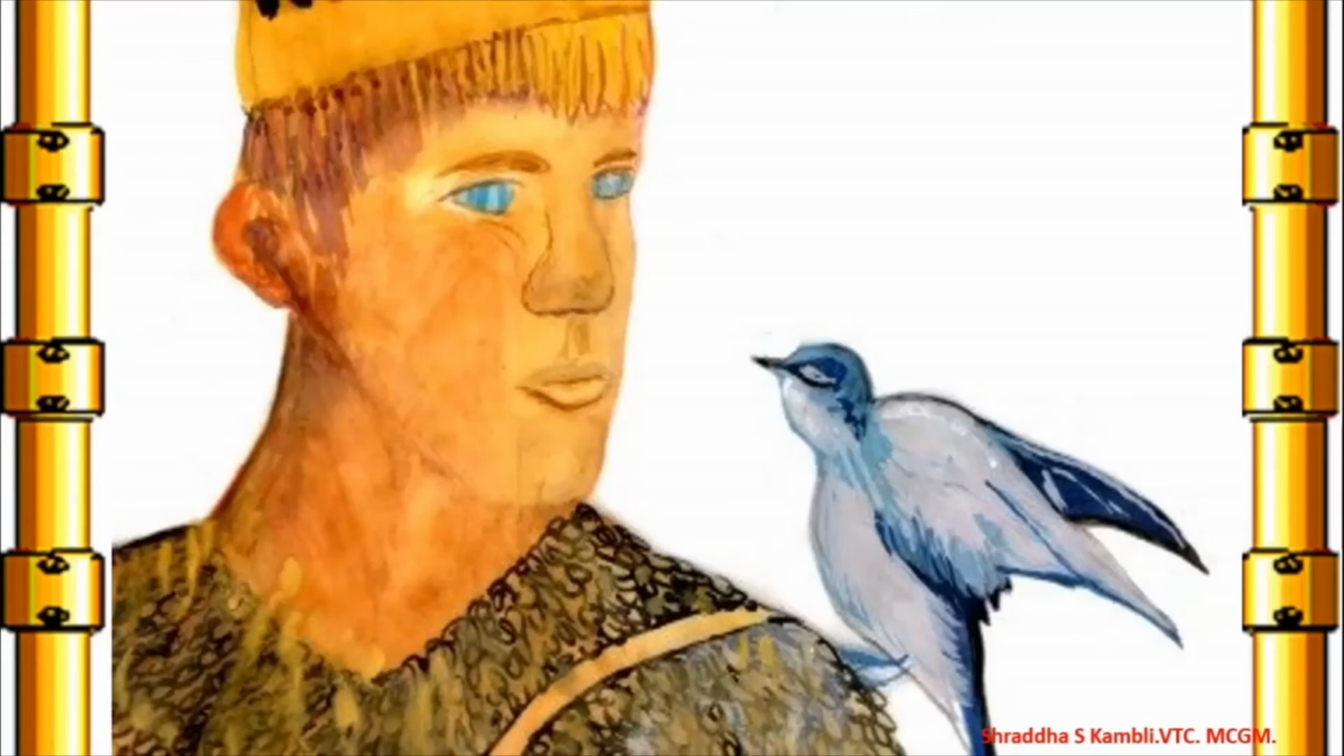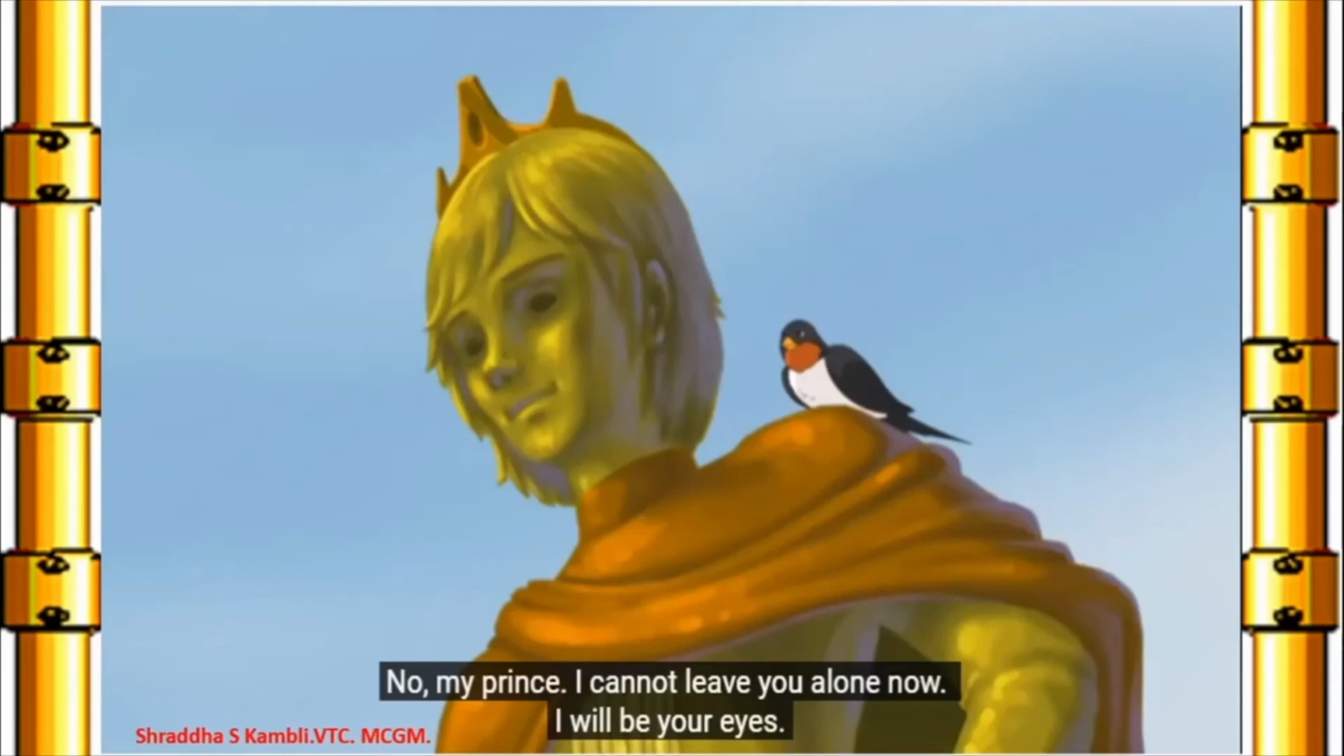But the swallow says, "No, I will not go. No, my prince, I cannot leave you alone now. I will be your eyes." I will be your eyes means I will see things and I will tell you what all I can see. The prince tries to stop the sparrow, but the sparrow wouldn't listen at all. The swallow says, "No, I want to stay with you because you're such a good person and I want to help you." So the swallow decides to stay back.